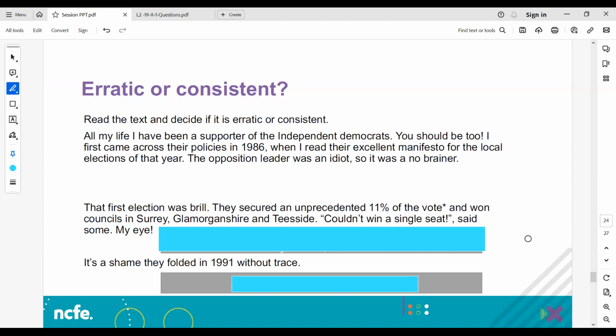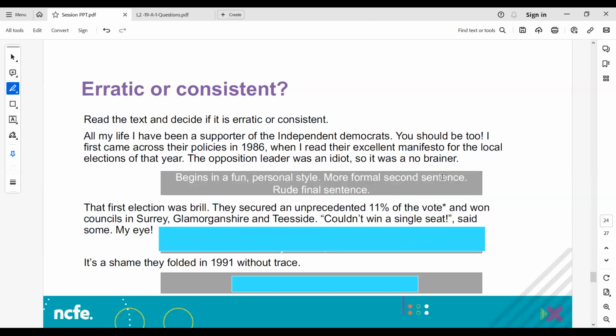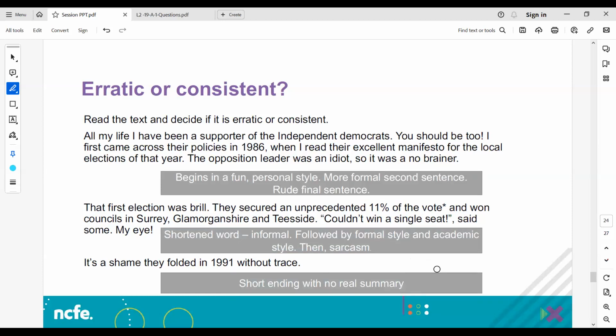So what do you think? Does this seem consistent, or does it seem more erratic? I think erratic. It looks more erratic. So let's just, I'm just going to delete all of these boxes so we can see.